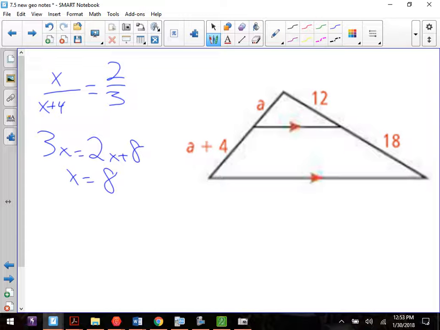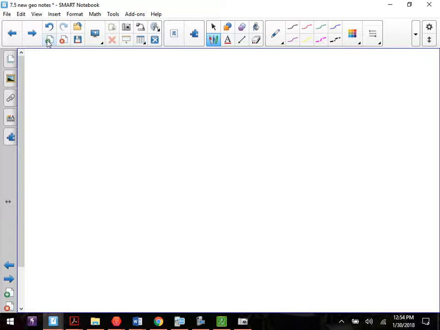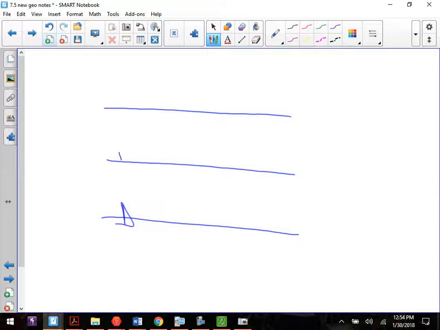So, fraction bars. Remember that. Here's another one. Sometimes in geometry, you will see multiple parallel lines. So if I have 3 parallel lines and 2 transversals, what do you think that middle parallel line is going to act as? A fraction bar.